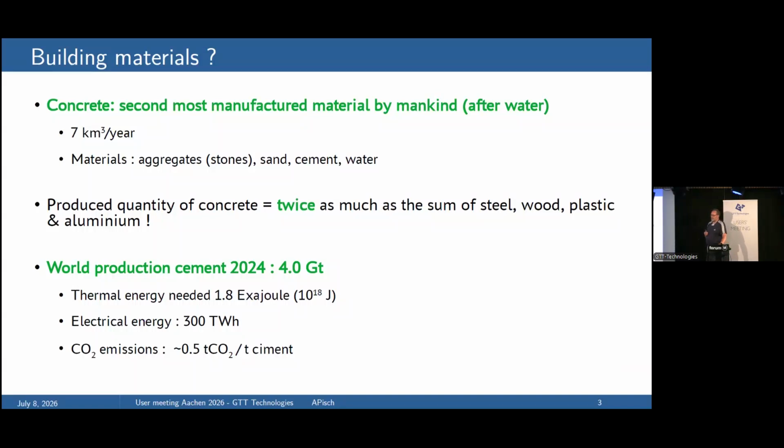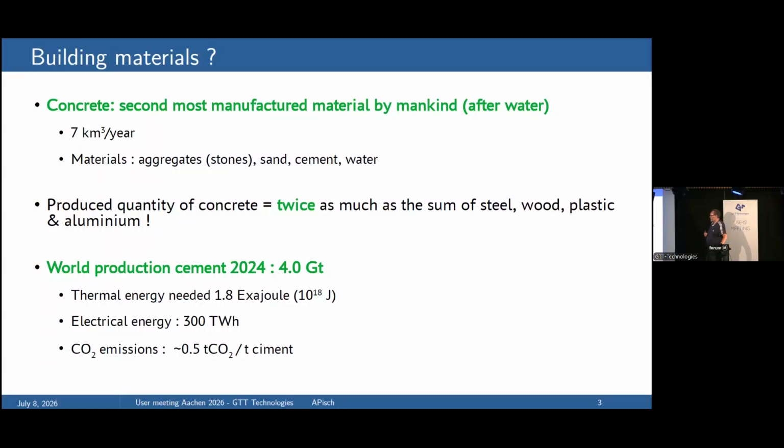So the produced quantity of concrete is twice as much as all other materials, just as a rule of thumb. You take steel, aluminium, whatever, and you multiply it by 2, then you get the concrete. Just to give you a flavor of how much is lying around, and which made building materials important, not by itself, but just by the sheer quantity that you have lying around.